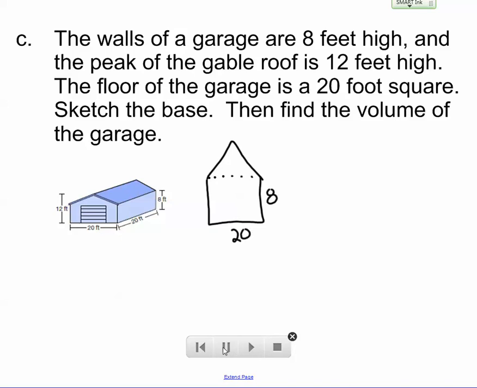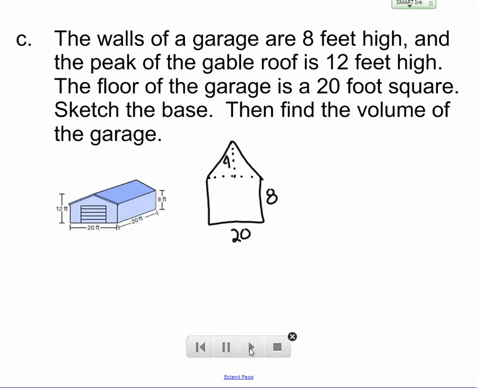The rectangle is 20 by 8, 20 foot along the bottom, 8 foot high walls. And that peak right there, we're going to need to know that too. That's 4 feet high. And the reason I know that is because from bottom to top, it's 12 feet. So this 4 plus this 8 makes up that 12.